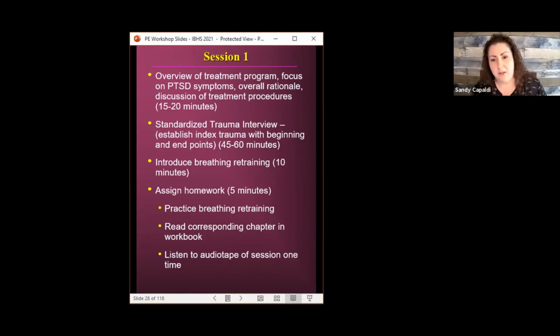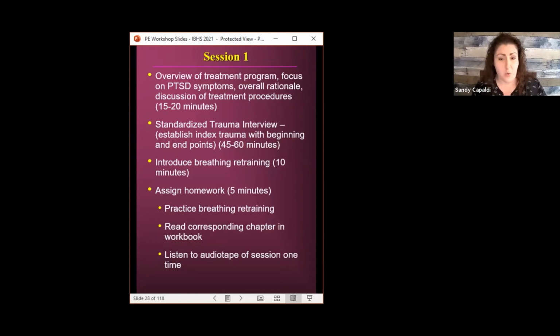We then move into what we call the standardized trauma interview. That's in the appendix of your therapist guide, and is really a way for us to establish or confirm the index trauma and identify beginning and end points of where the trauma starts and ends.